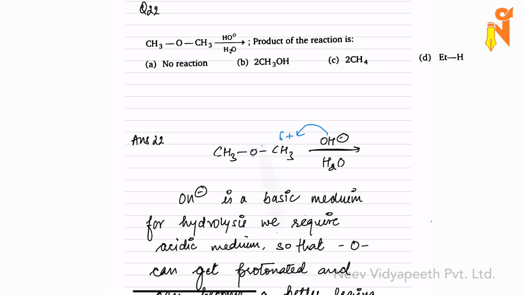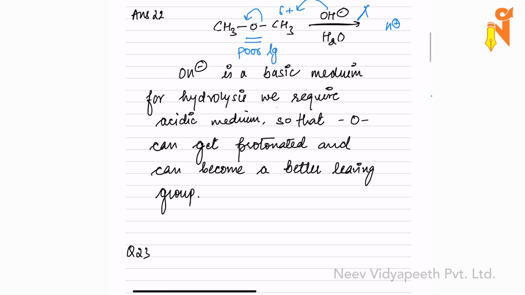and OH minus may like to attack on it, but that is possible only if this O leaves. But this O is right now a poor leaving group. Till the time it is a poor leaving group, this reaction is not going to happen. To make it a good leaving group, you need an acidic medium so that it protonates the oxygen, then it acts as a leaving group. But that is not happening in this case. And that is the reason in the presence of the basic medium, you will find the reaction not happening. So in that case, the hydrolysis of ether is not possible in the basic medium.